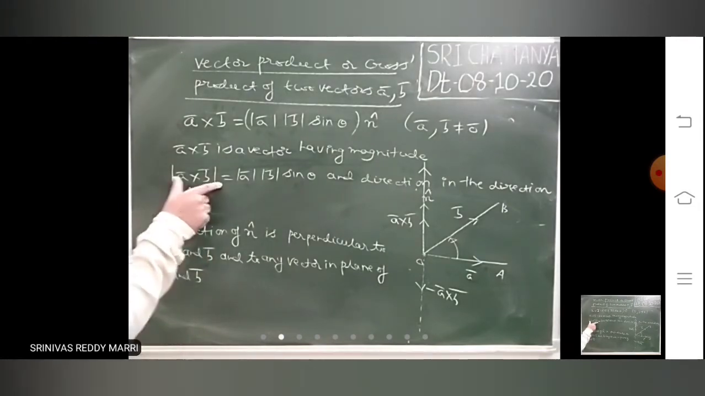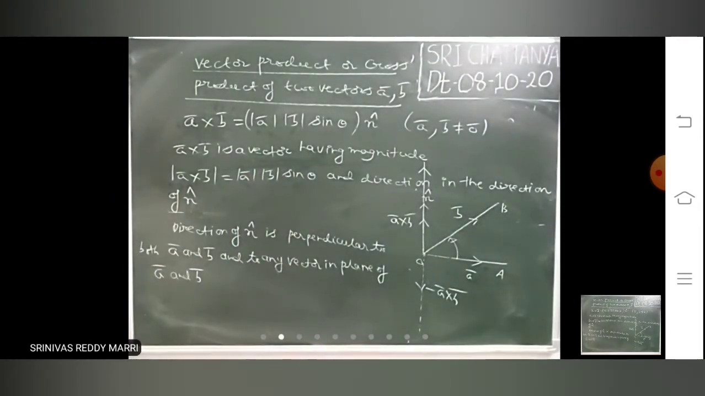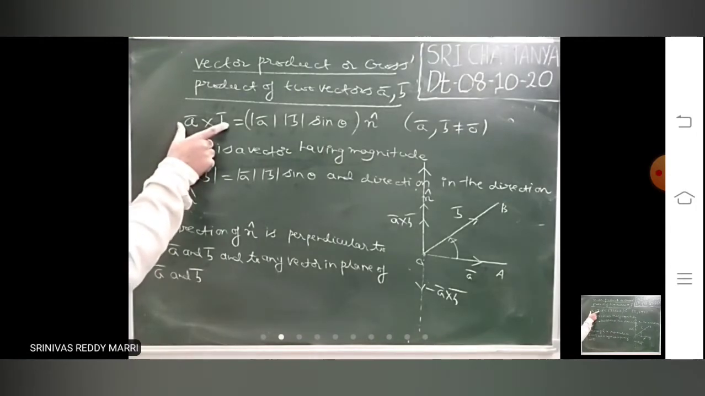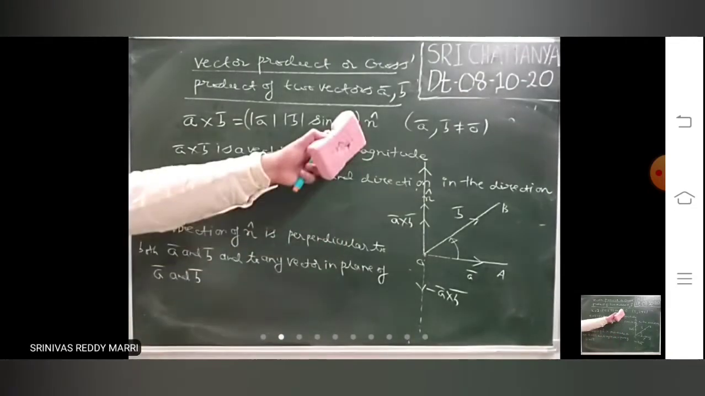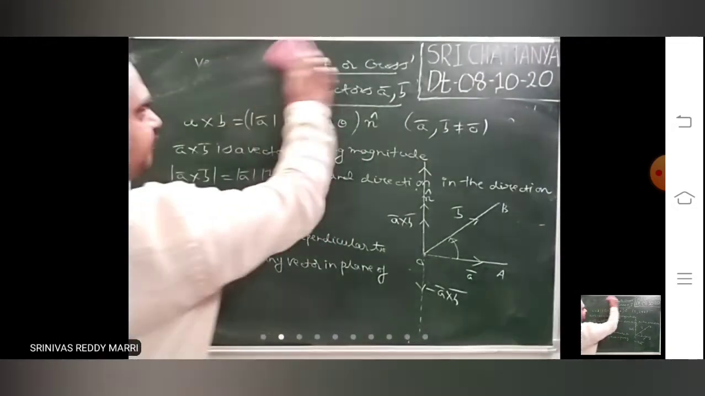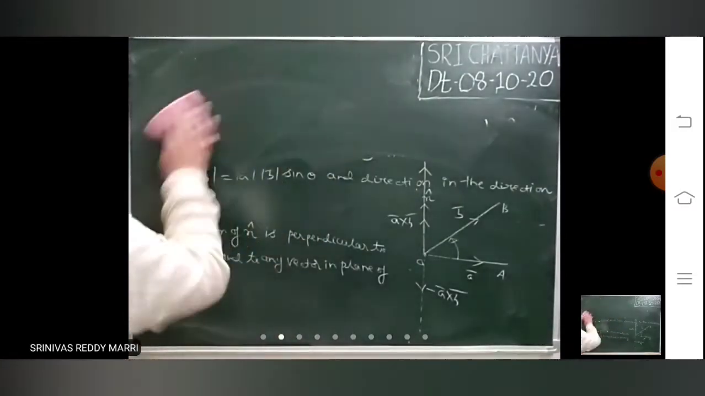Whenever you want to write modulus, there is no issue of vector. Only this is scalar. Whenever you want to write vector, you have to write that n cap. Whatever that is coming towards your face, that vector must be multiplied. Now look at the important point in this.